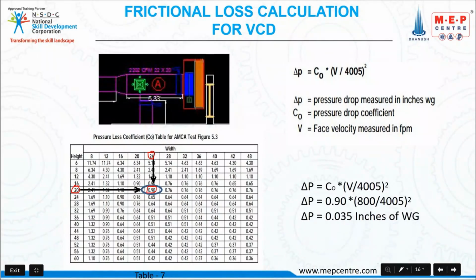Next. So face velocity: at section A, how much velocity did we take just now? 800. Yes sir. So V is 800 divided by 4005, whole square. We'll get 0.035 inches of water gauge. Is it clear now? Yes sir.